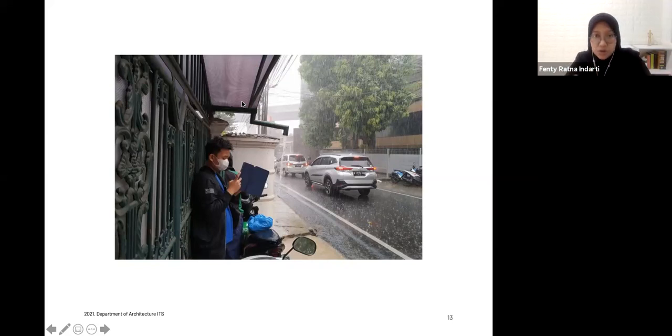So that's why you have an extension on your roof. If you compare with any other design that doesn't have an extension, then they will be directly exposed to the rainwater, even though they try to add, for example, water resistant material and so on, but still it is quite unbeneficial for the inhabitants.